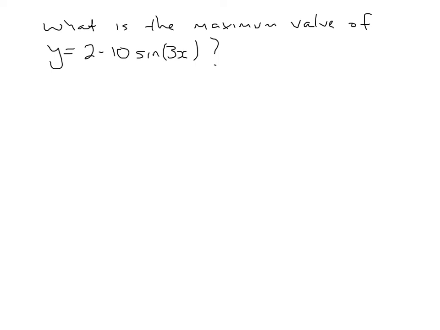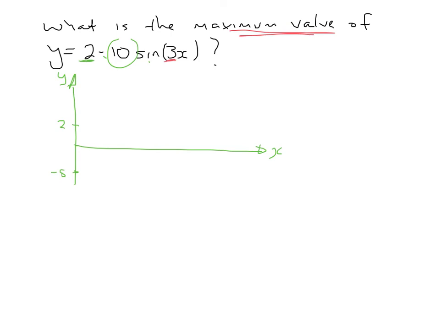What is the maximum value of the function y equals 2 take away 10 sine 3x? Now we're looking for the maximum value. The period slightly changed there, but we're not going to concern ourselves with that for this question. Quick sketch of the graph. We're going to start at 2, and it's got an amplitude of 10, so it's a negative sine graph, so we're going to go down by 10 to -8, and then it's going to go up by 10 to 12.